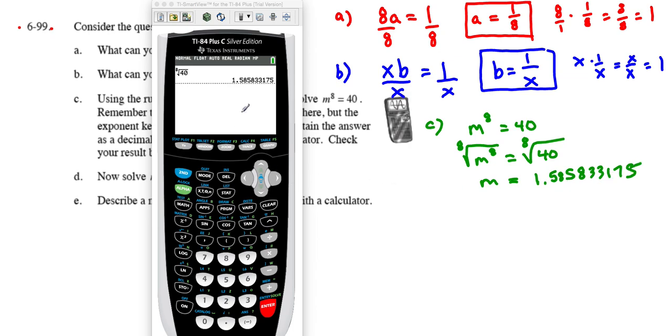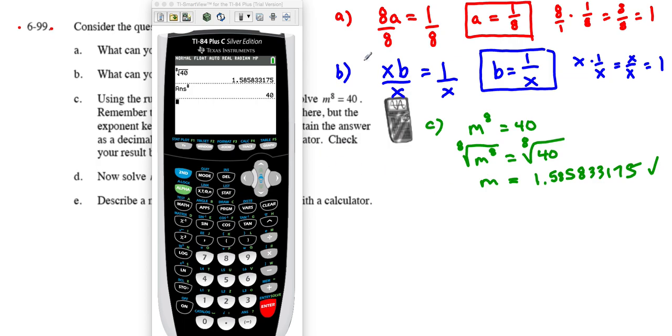So how do we check that? Let's take that answer and raise it to the 8th power. Since that was our last answer, if I just press caret there, it'll put my answer in there, and I press 8, and we get back to 40. So we know that this is the correct value.